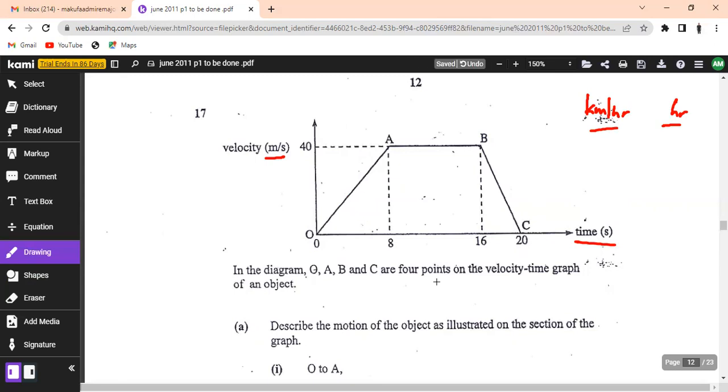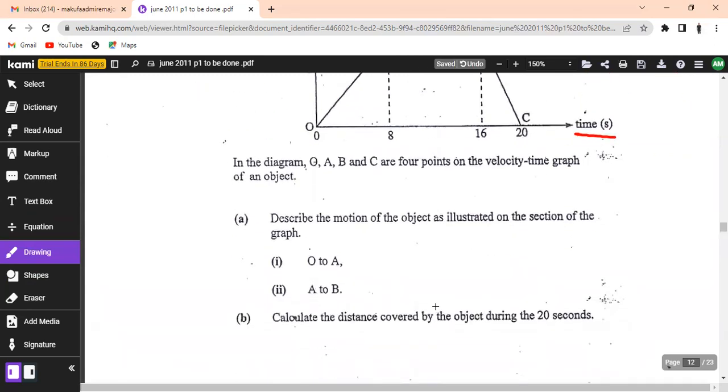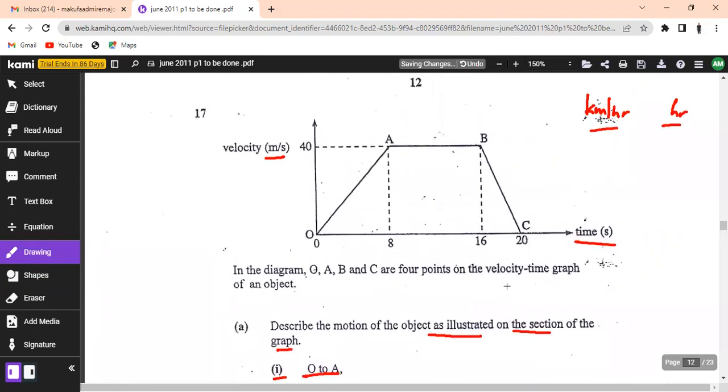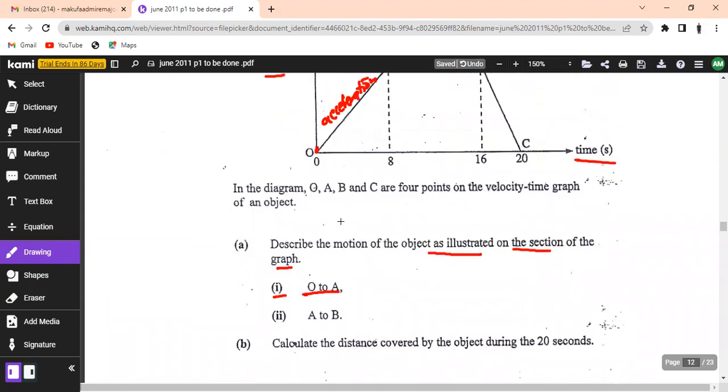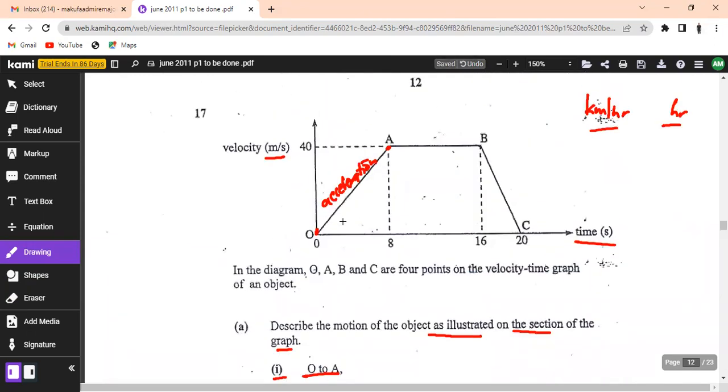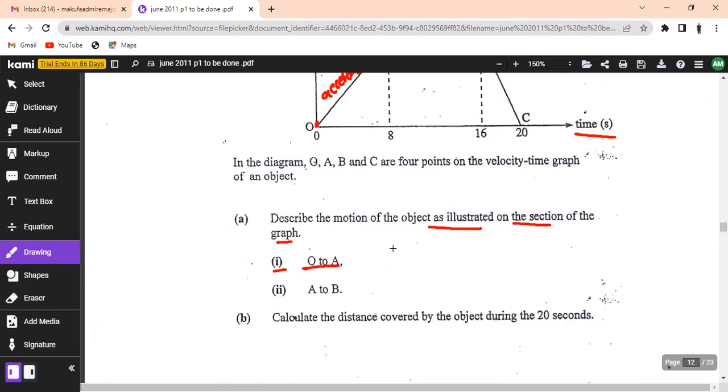Then the question is to describe the motion of the object as illustrated on the section of the graph from O to A, that is the item one. So we are describing the motion. What is happening from O to A? So you know that this one is what? It's an acceleration. So there the object is accelerating. So that is an acceleration. So you just describe in short, okay, it is an acceleration from zero to 40 meters per second.